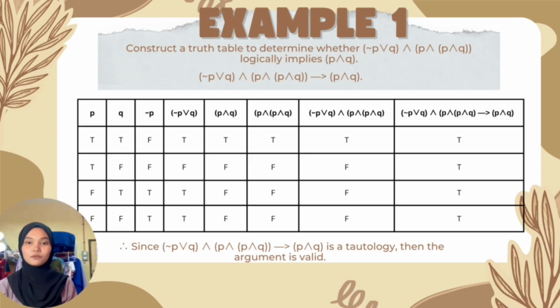The next column is where we combine both parts of the antecedent, not P or Q, and P and Q. This is true only when both components are true. The truth values are true, false, false, false. The last column, we evaluate the implication, not P or Q, and P and Q implies P and Q. It is true, true, true, true. Therefore, the conclusion, not P or Q, and P and Q implies P and Q, is a tautology. Then the argument is valid.